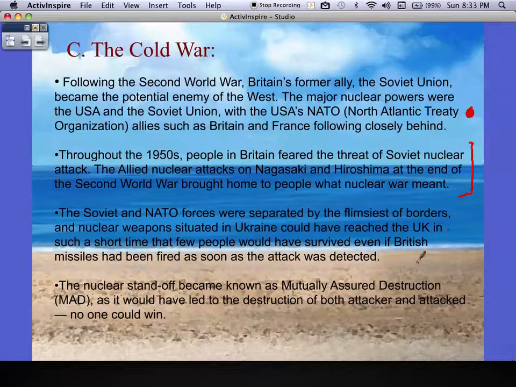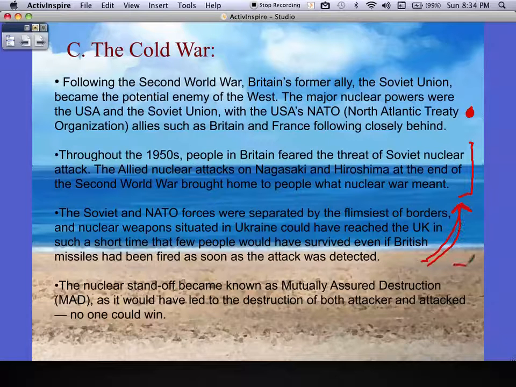They were within easy range of Russia's nuclear weapons, and because they knew what a weapon could do, we dropped nuclear weapons on Nagasaki and Hiroshima. So the world knew what a nuclear weapon could do, and the people of Great Britain knew very well that if Russia launched an attack on them, most people would be wiped out. There would be very little hope of surviving a nuclear attack.